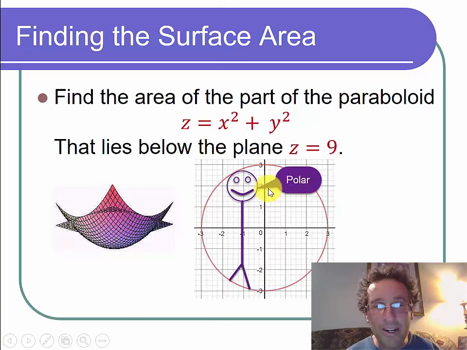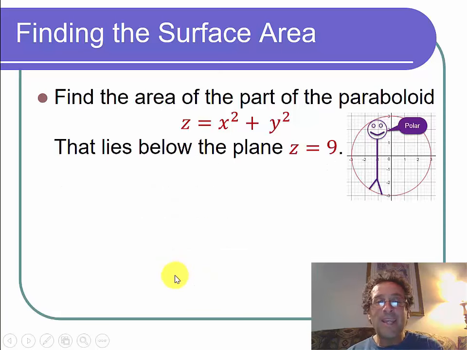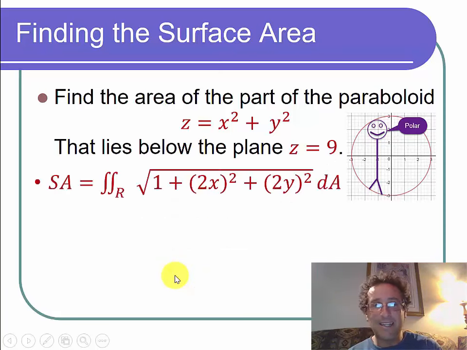Polar, of course. The little man will always help us. When we see a circle, you should always listen to the little man. Circles tell you, think polar coordinates. So this is a problem where we're going to want to use polar coordinates because our region is a circle. Circles are just inherently made for polar coordinates. So now let's go ahead and do the computation we need.